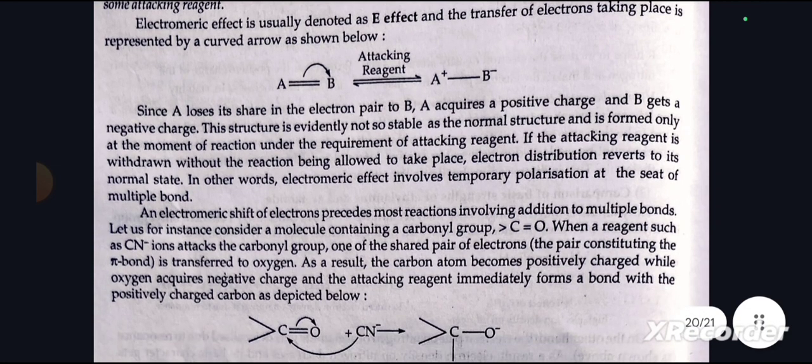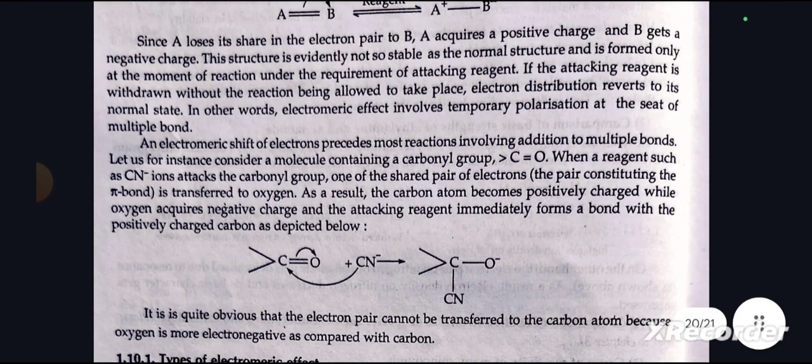arrow as shown below. A double bond B, attacking reagent, A positive, single bond B negative. Since A loses its share in the electron pair to B, A acquires a positive charge and B gets a negative charge. This structure is evidently not as stable as the normal structure and is formed only at a moment of reaction under the requirement of the attacking reagent. If the attacking reagent is withdrawn without the reaction being allowed to take place, the electron distribution reverts to its normal state. In other words, the electromeric effect involves temporary polarization at the seat of multiple bonds.